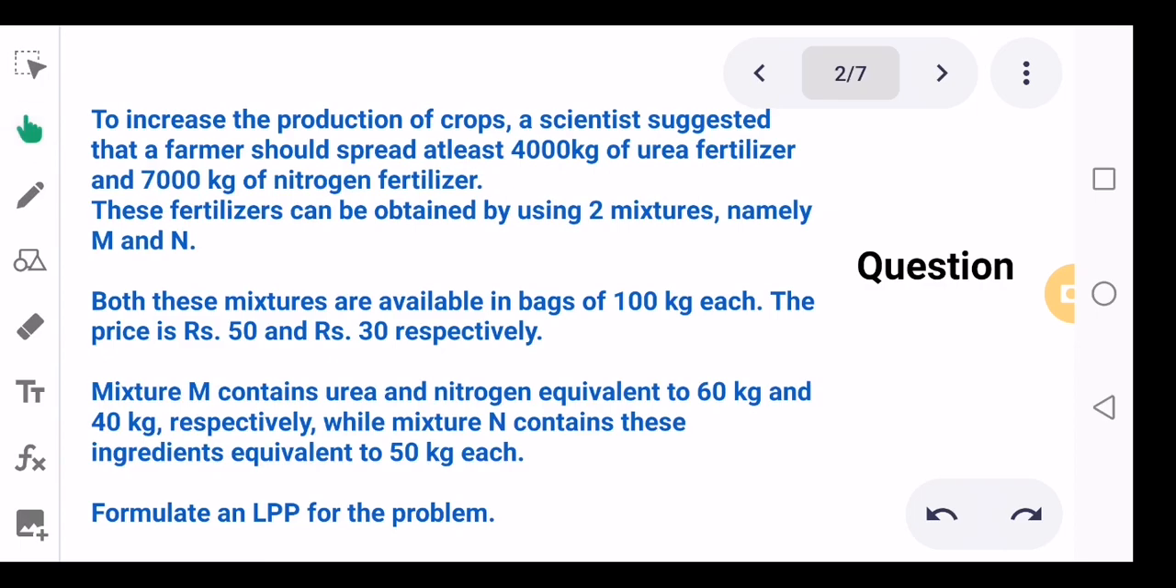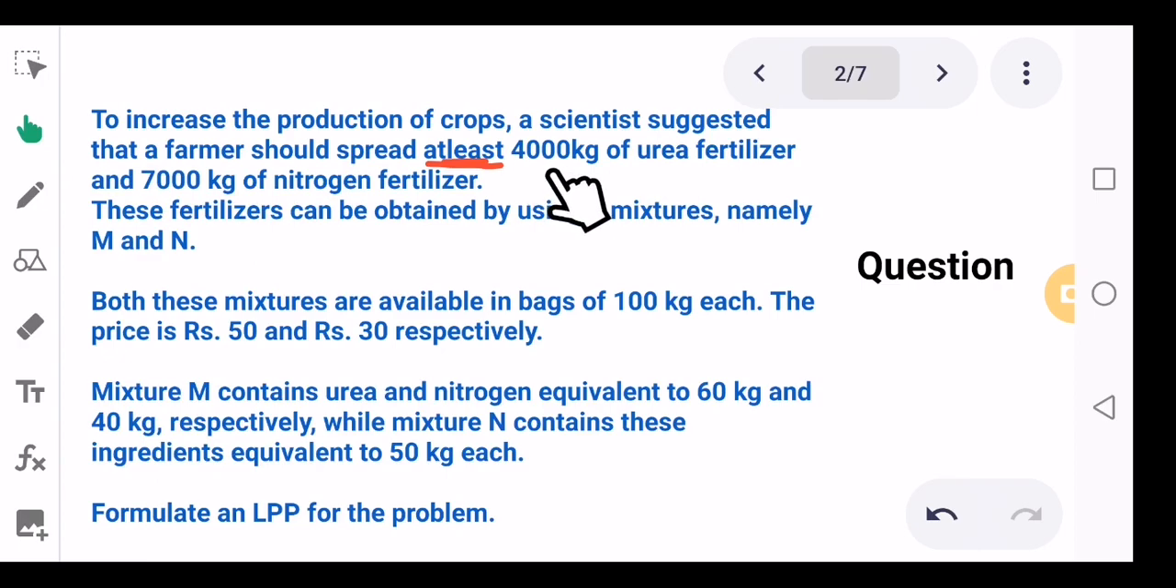What are they saying? They are saying that there is a farmer. This farmer was advised by a scientist that he should be using at least, please note the word at least, 4,000 kg of urea fertilizer and 7,000 kg of nitrogen fertilizer, so that he could increase the production of crops. So this scientist has told the farmer that he has to use at least 4,000 kg. That means minimum 4,000 kgs of urea.